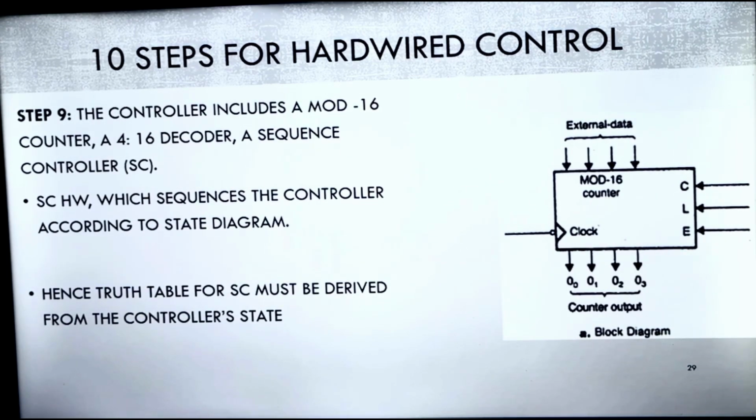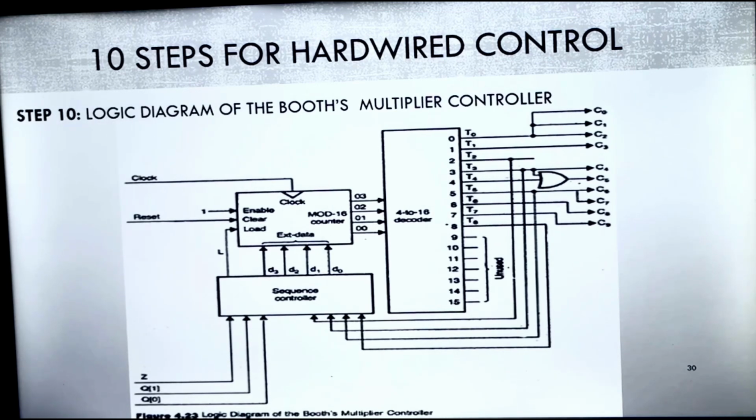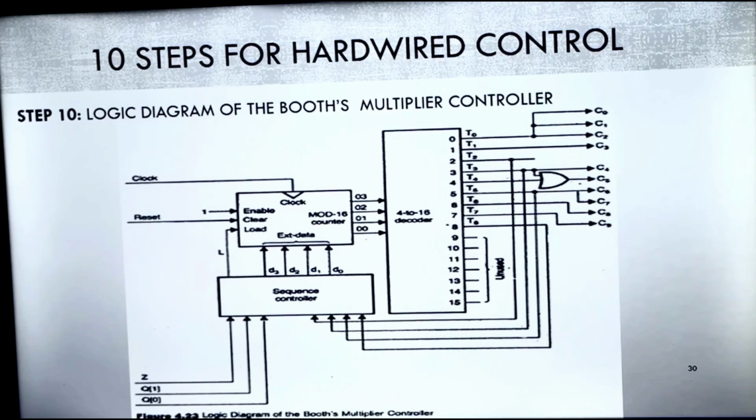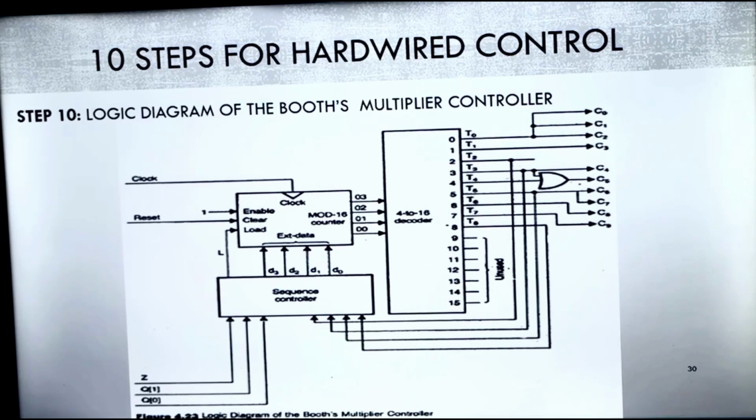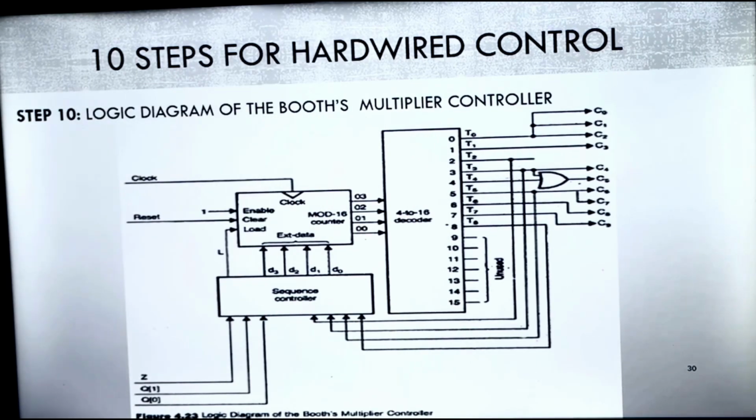Now step 10 will have the final logic diagram of Booth's multiplier controller using the hardwired approach. This diagram looks very problematic, very difficult, but I'll try to make it very simple. Please pay attention and follow whatever I'm saying. You can make a note also.